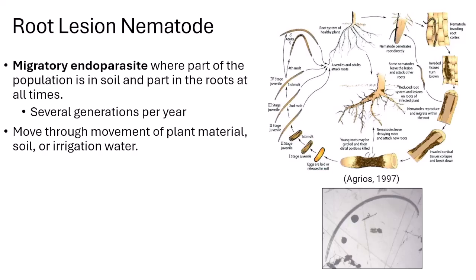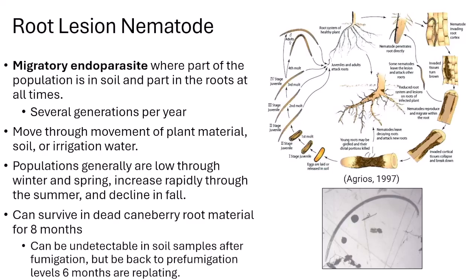And I didn't mention that about dagger nematodes, but they can as well. If you are moving soil around or tilling your field, you can move around dagger nematodes, or through the irrigation water, which I think is a little bit less common. Their populations are generally low through the winter, and then they increase as the plants are pushing out more growth. And they can actually survive in dead caneberry root material for 8 months. There's some research where they sprayed and killed raspberries, and 8 months later they had these bits of roots they were tracking, and they still had living root lesion nematodes on those. So it can be pretty hard to get rid of.